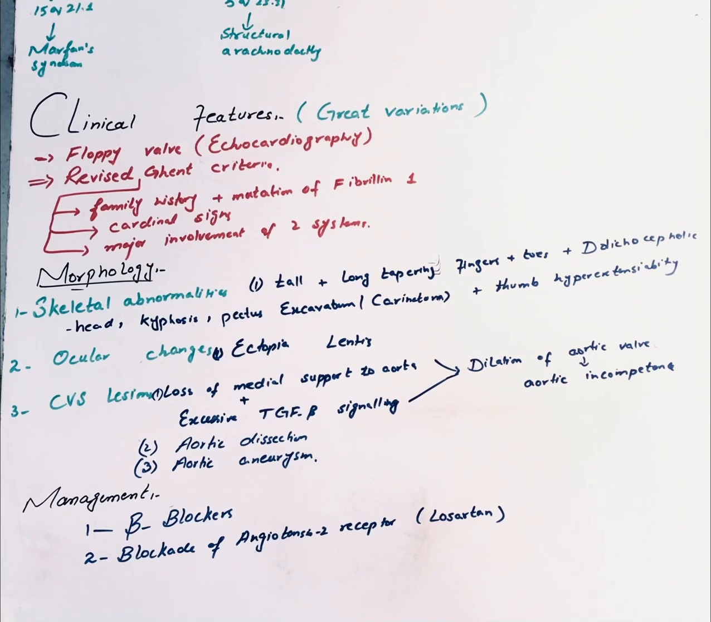There is no treatment for Marfan syndrome, but we can manage Marfan syndrome. Like we can give beta blockers. What is the function of beta blockers? Beta blockers will help lower our aortic valve stress as well as heart rate. So that's why we give beta blockers, because this floppy valve clinical feature or these CVS lesions can be fatal in Marfan syndrome. Second thing we give is the blockade of angiotensin II receptor. Like we can give losartan, candesartan, etc.